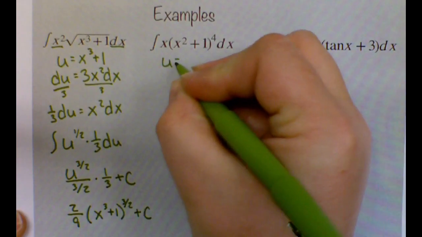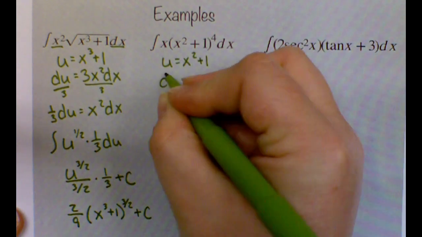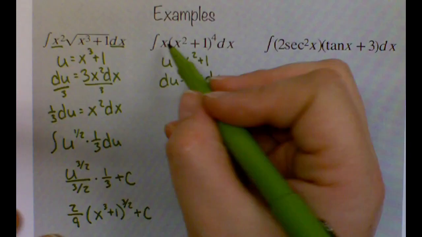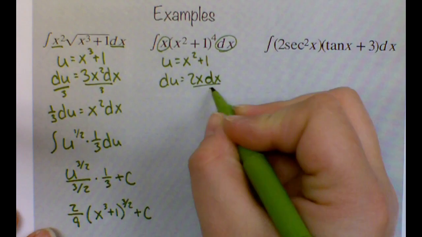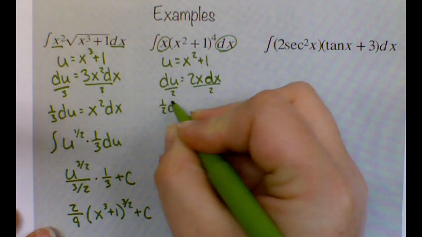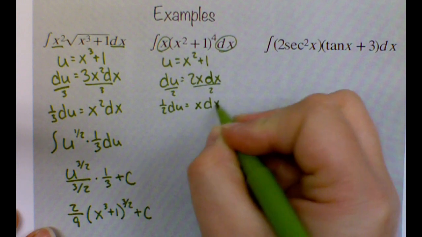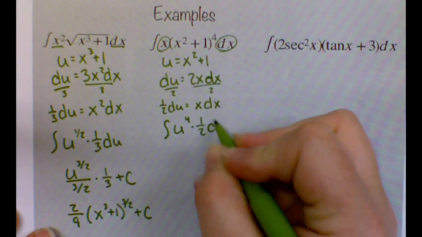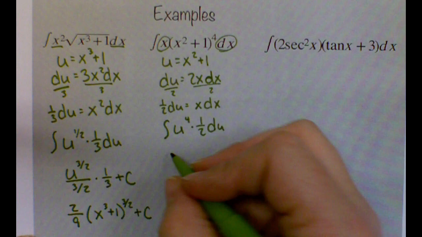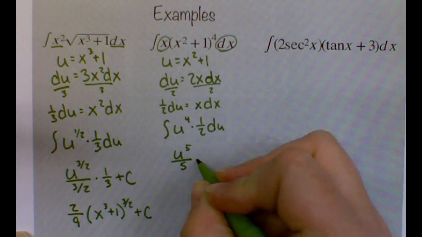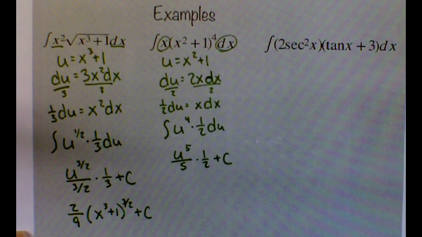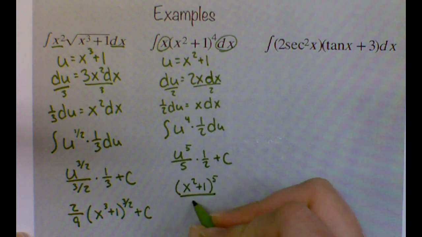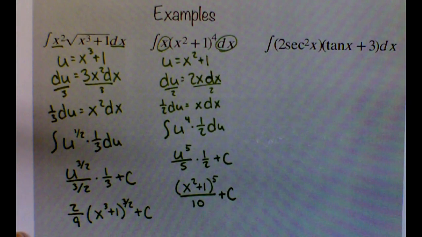Our u will be x squared plus 1, which means du is 2x dx, sorry. Well, I don't have a 2x dx, I just have an x dx. So I divide that 2 out of there. 1/2 du is equal to x dx. So I'm finding the antiderivative of u to the 4th power times 1/2 du. Same thing as before, it becomes u to the 5th power over 5 times 1/2 plus c. Instead of u, I'm going to switch it back to x squared plus 1 to the 5th power. Now it's over 10 plus c.